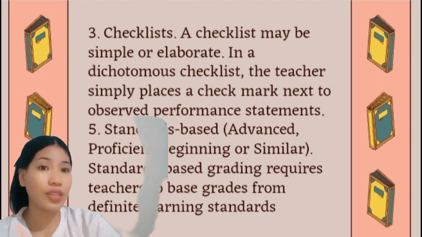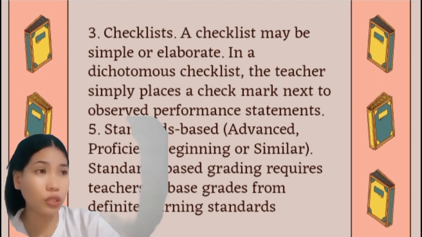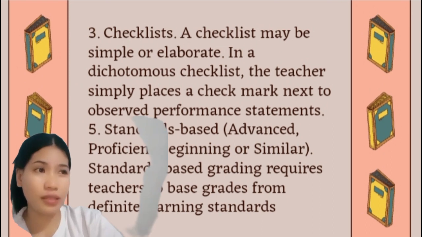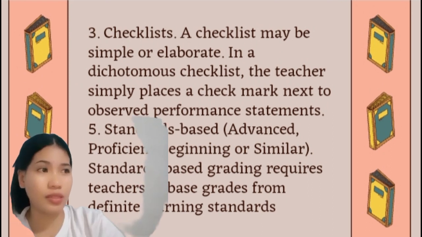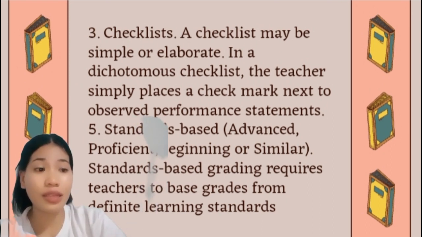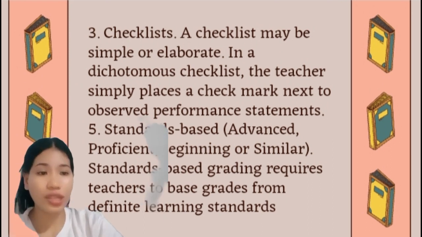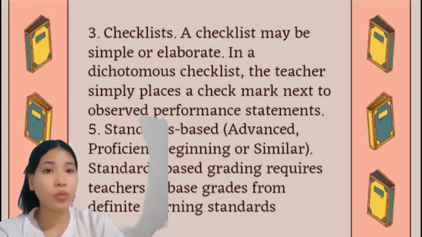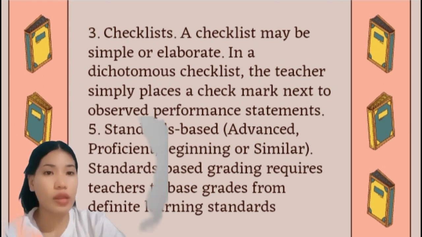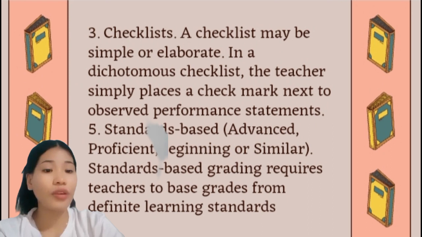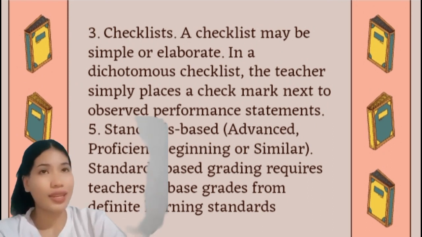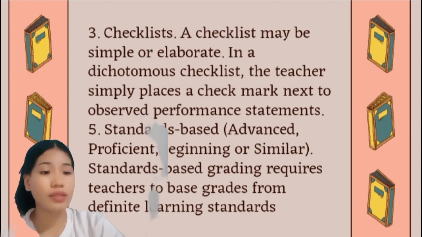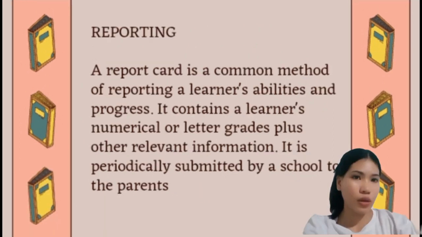The third one is the checklist. A checklist may be simple or elaborate. In a dichotomous checklist, the teacher simply places a check mark next to observed performance statements. So it is a method of assessing student performance based on a checklist of criteria. It is important to note that checklist grading may be used in conjunction with other assessment methods, such as grading exams or assessments, to provide a comprehensive evaluation of students' learning. So now let's move on to the reporting.